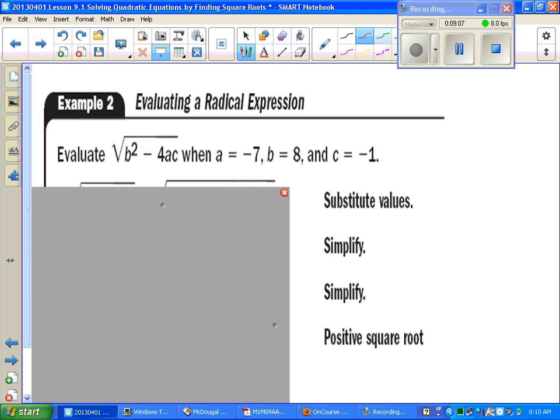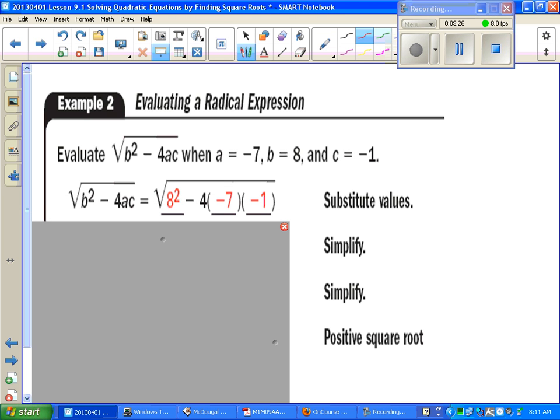Example number 2 says evaluate this expression here. You read that as the square root, not as that symbol. The square root of b squared minus 4ac when you plug in the values negative 7, 8, and negative 1. First thing you want to do is substitute in your values. So instead of b squared, 8 squared. Instead of negative 4 times ac, negative 4 times negative 7 times negative 1. Then work through your order of operations.